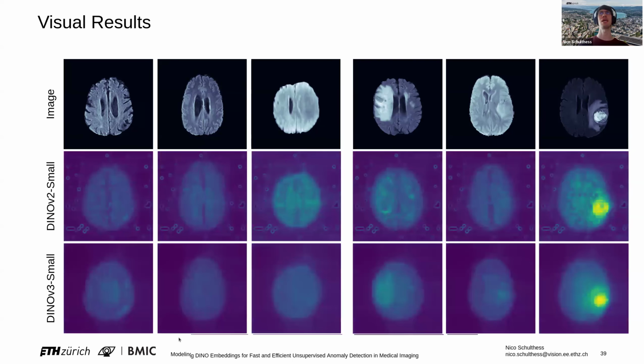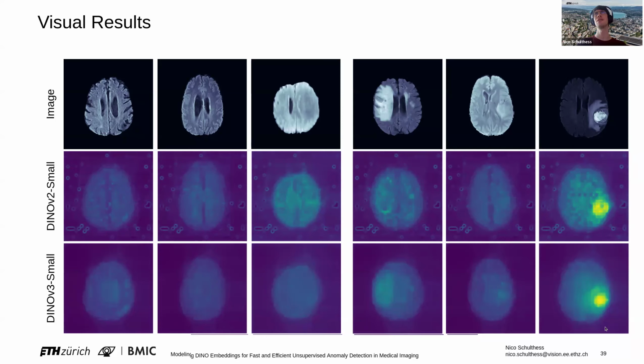And when we now look at the anomaly maps, we can see that especially for DINOv3, for most of the normal images, the anomaly scores are fairly small, and for the anomalous images, there is a tumor here, there is one tumor here which is not that apparent, and this one here is again quite apparent.